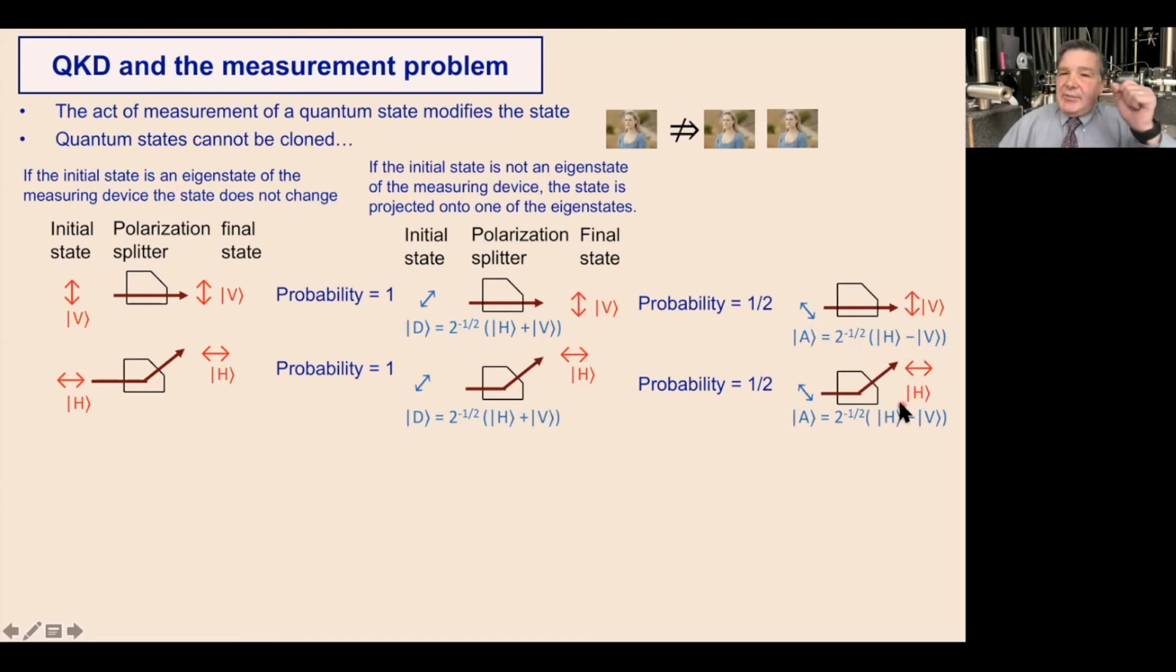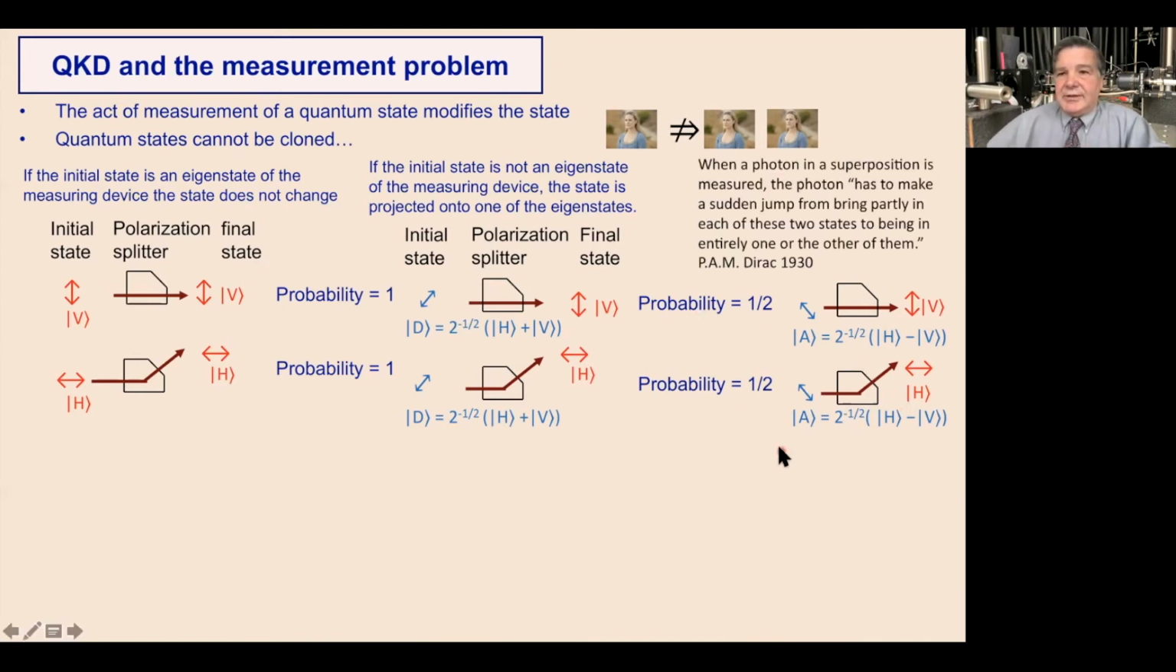And actually, the same thing would happen if we have a diagonal splitter and we send vertical or horizontal. So if we have a diagonal splitter, then when we send horizontal, we have 1/2 probability of measuring diagonal or anti-diagonal. Okay, and then Paul Dirac had a very interesting way of thinking about this superposition, and it is that when a photon is measured, the photon has to make a sudden jump from being partly in one of these 2 states to being entirely in one or the other of them. So when diagonally polarized, a superposition of horizontal and vertical, the photon jumps from being in this state to this state.